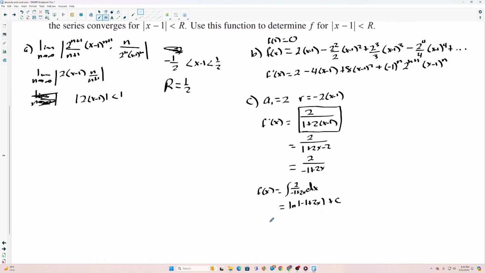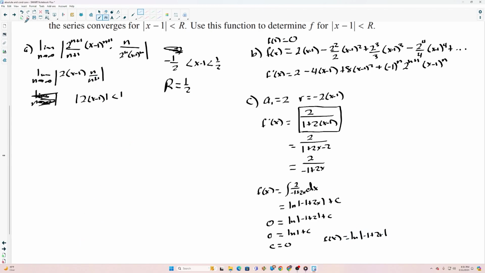So now we're going to use the fact that f of 1 is 0. So 0 equals natural log absolute value of negative 1 plus 2 plus c. So 0 equals natural log of 1 plus c, but that's 0. So c ends up being 0. So f of x is equal to natural log absolute value of negative 1 plus 2x.